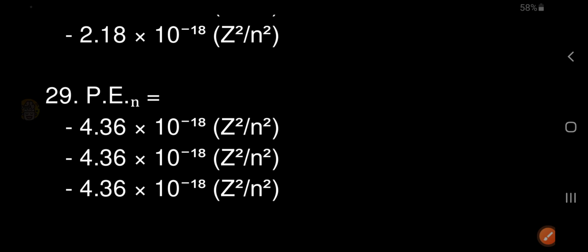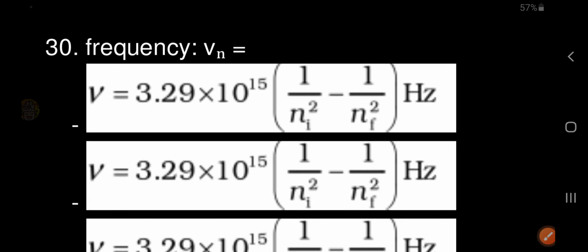4.36 into 10 to the power minus 18 into Z square by n square. Frequency of nth orbit is equal to 3.29 into 10 to the power 15 into 1 by n initial square minus 1 by n final square hertz. Frequency is equal to 3.29 into 10 to the power 15 into the whole bracket of 1 by n initial square minus 1 by n final square, into hertz, that is the unit.